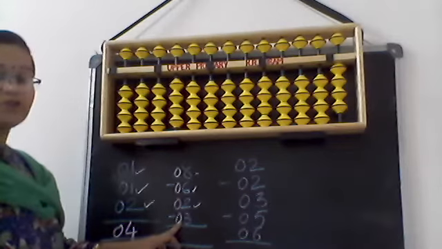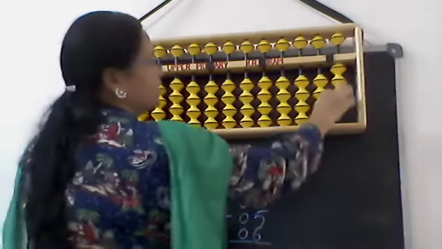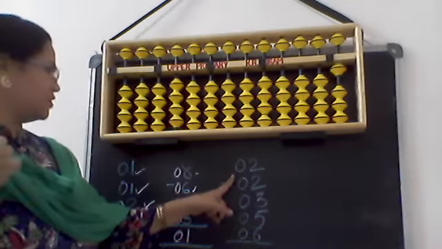Now I should do minus 3. How do I do minus 3? I will take 1, 2, 3. I will take it down, away from the answer bar. So I take it down. The answer is 1. So you should write 0, 1. Let me go ahead with the third one.